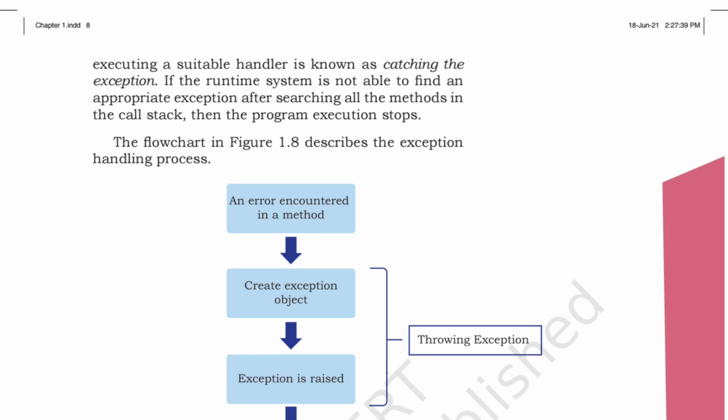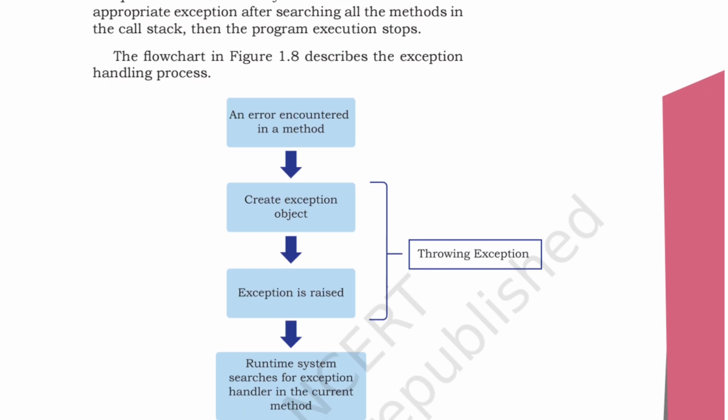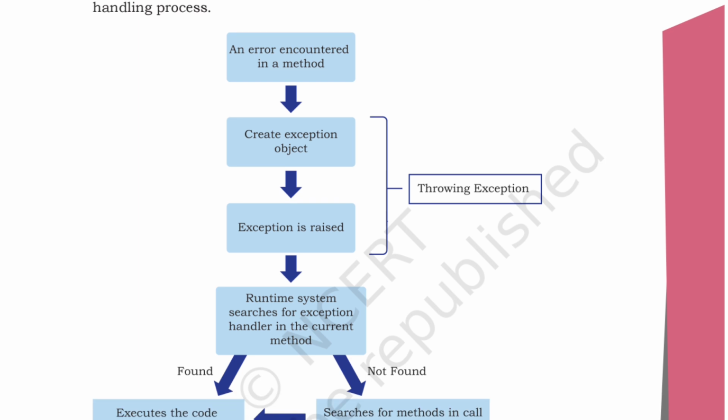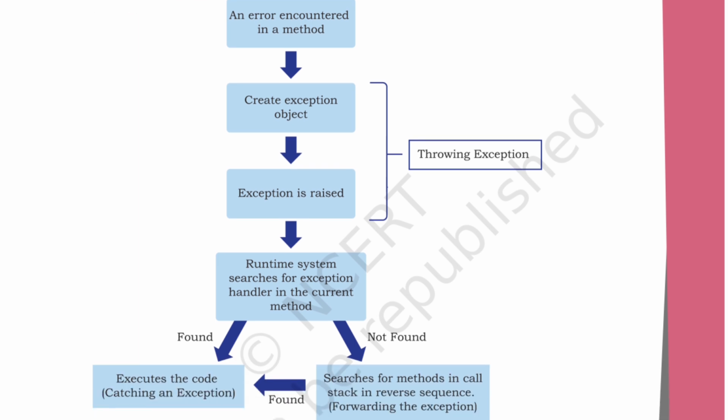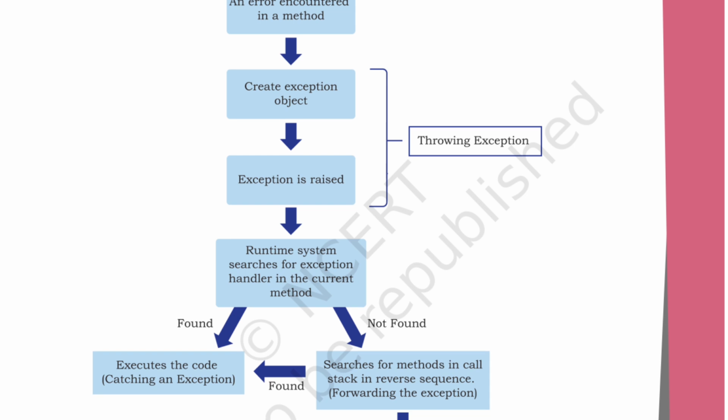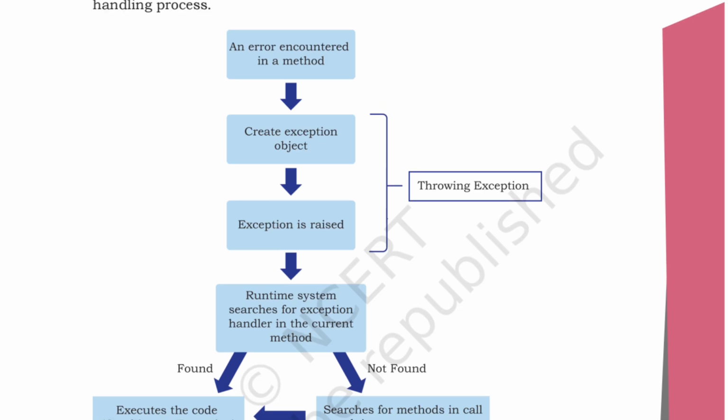Okay, this is the flow chart. In that, an error is encountered in the method, create exception object, exception is raised, runtime system searches for exception handler in the current method, that is throwing exception. Create exception object and exception is raised, that is throwing an exception. This is just a part of the theory. You just have to draw this kind of flow chart. So you have to mention an error encountered in the method, whatever method we have used in Python, Java, C++, Ruby, whatever we use. We have to just mention the error encountered in the method.